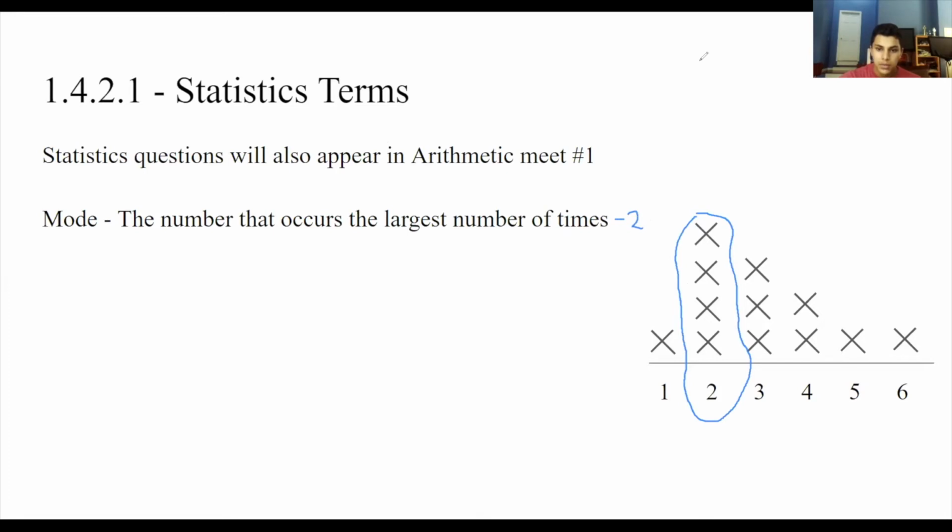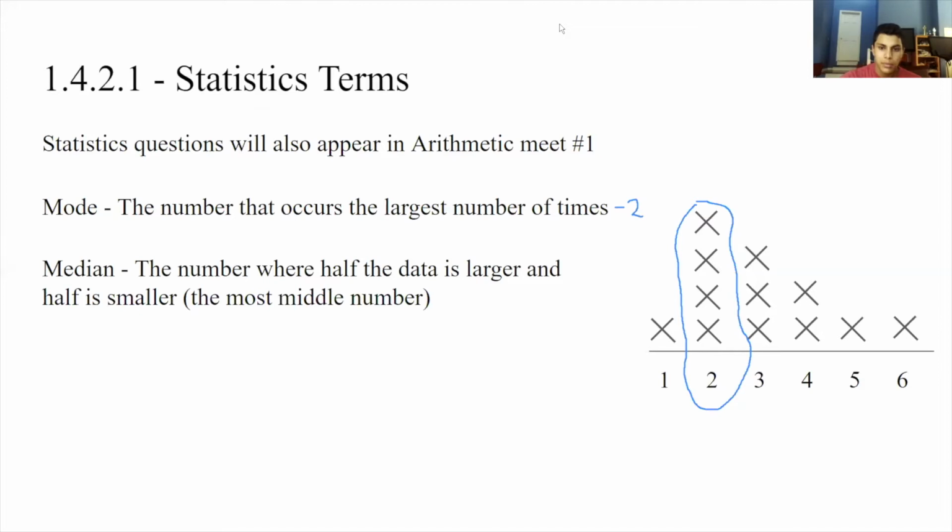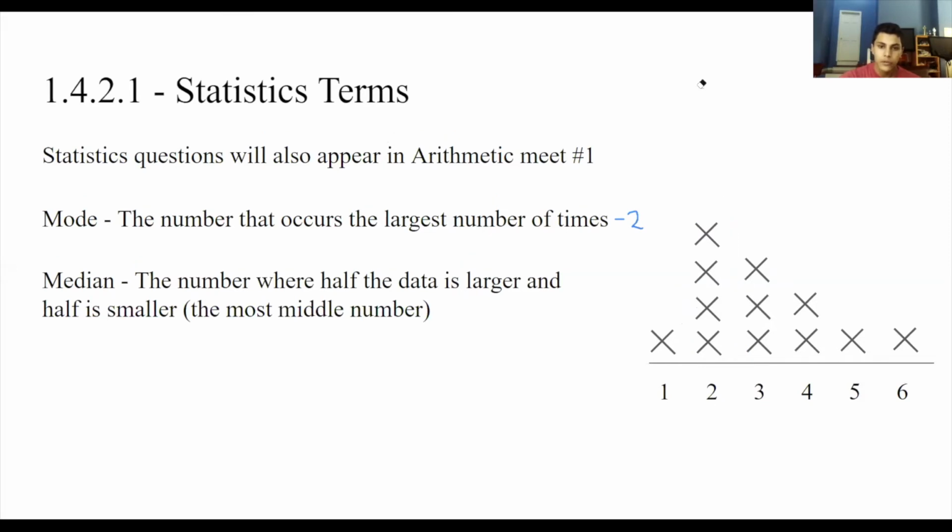So next, the next one that we have is median. So the median is the number where half of the data is larger and half is smaller. It's basically the most middle number in a set of data. So if you're confused on what that means, I'll show you how to find the median, which might help explain it. So you look at your right side and your left side of data, and you cross off pieces of data on each side equally until you meet in the middle.